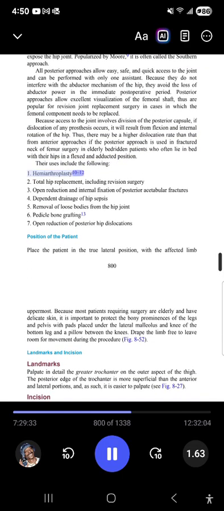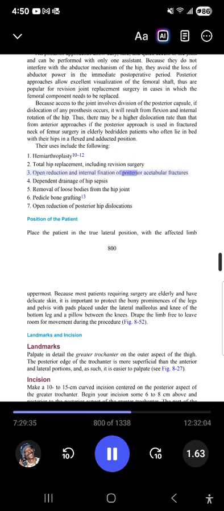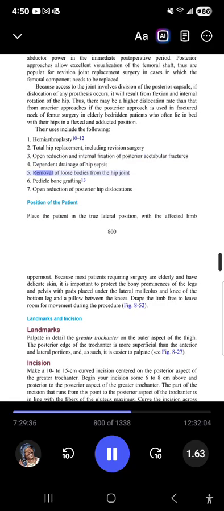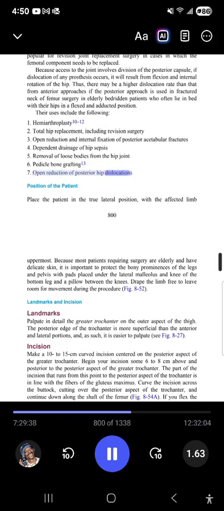1. Hemiarthroplasty. 2. Hip replacement, including revision surgery. 3. Open reduction and internal fixation of posterior acetabular fractures. 4. Dependent drainage of hip sepsis. 5. Removal of loose bodies from the hip joint. 6. Pedicle bone grafting. 7. Open reduction of posterior hip dislocations.